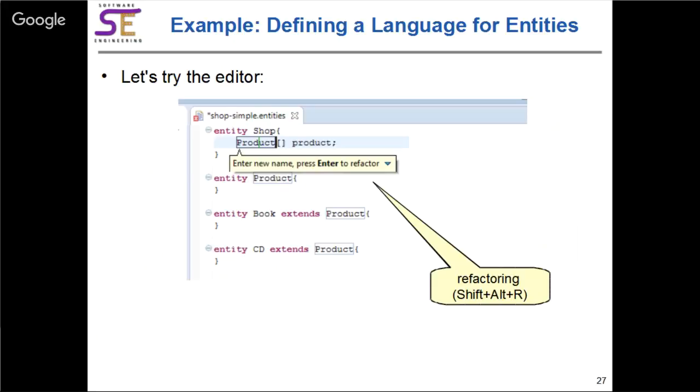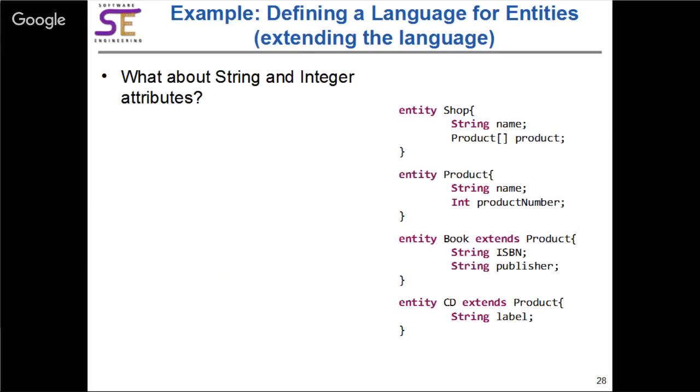Okay, let's extend the language further, just to get a feeling of some more Xtext features that we can have. So now what our grammar cannot do yet: we can have references like products, but we cannot express string name or integer product number. And what do we have to do in order to extend our grammar?